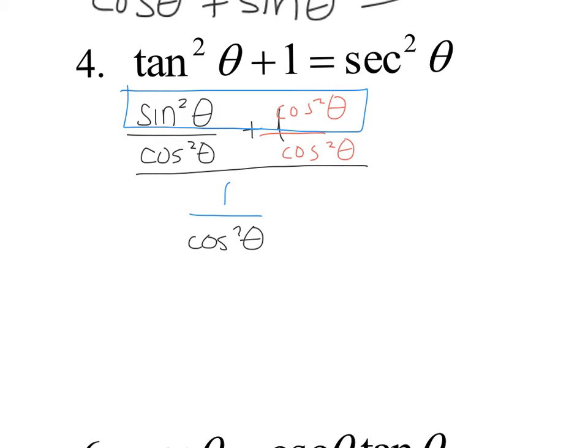So remember that the reciprocal of cosine squared theta is secant squared. So 1 over cosine squared theta is equal to secant squared theta, which is where we started, or what we're trying to verify. So it checks.